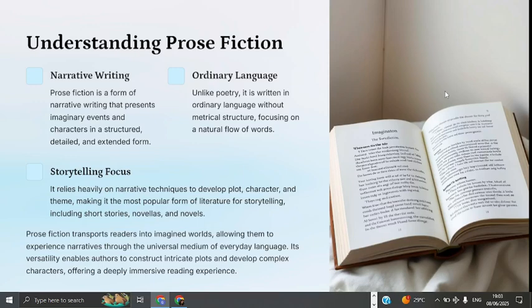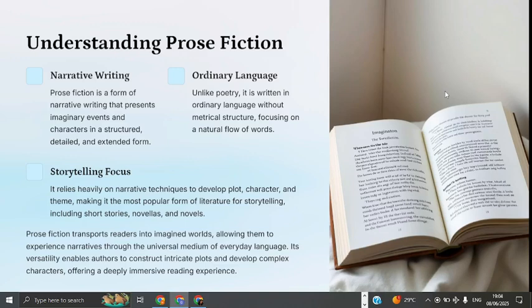So we also have imaginary elements, in the sense that prose fiction often includes imaginary elements such as fictional characters, settings, and events. So these elements allow authors to explore complex ideas, themes, and emotions in a creative and engaging way. Then we have language and style, which prose fiction tends to bring about. Prose fiction is written in ordinary language without the rhythmic and structural constraints of poetry. So authors can experiment with different styles, tones, and language techniques to convey their message and create a unique reading experience.